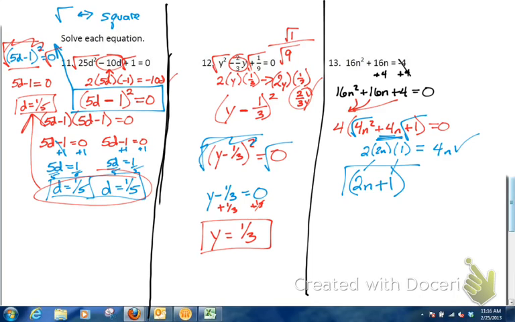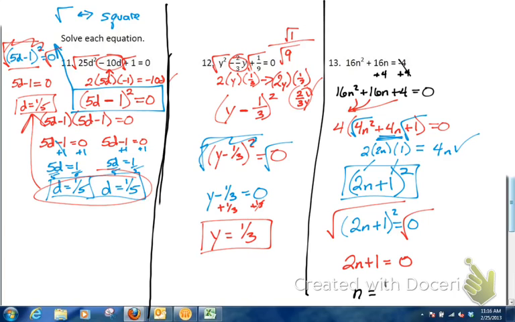So this is my binomial squared, but I'm going to write it as 2n plus 1 squared equals 0, and then I'll use my new solving method, square root both sides. 2n plus 1 equals 0, and then I'm going to skip the basic solving steps, and you should know that n equals negative 1/2 in this case. So there you have it.